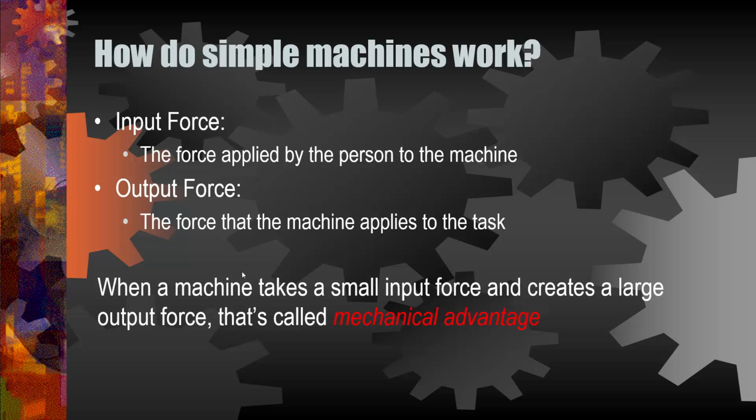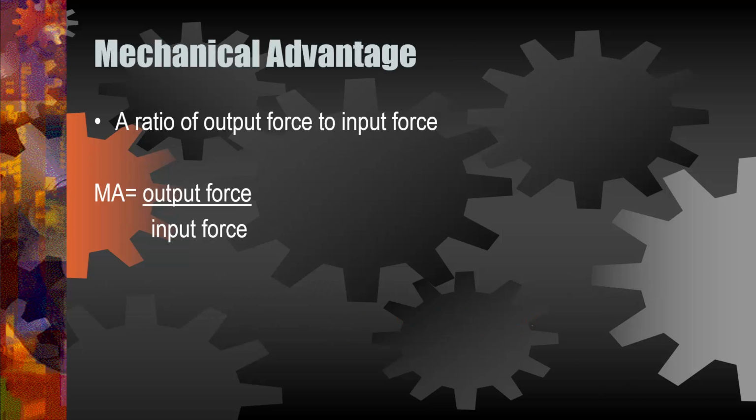So what is input force? Again, input force is the amount of force applied by the person to the machine. So it's the amount of force that you put in to whatever work you're trying to do. The output force is the force that the machine actually applies to the task. If the machine does its job well, the output force is going to be much, much greater than the input force. So when a machine takes a small input force to get a big output force, that's called mechanical advantage. Yes, I would know mechanical advantage very well.